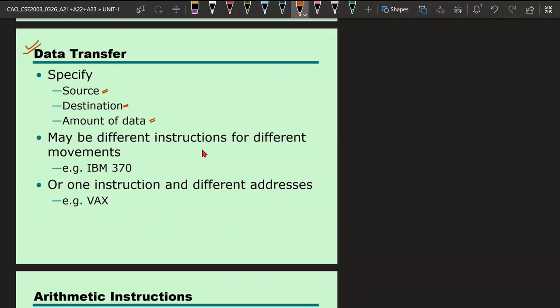Maybe there will be different instructions for different movements. So based on different types of movements, we can have different instructions, and also based on different types of systems. For example, if it is an IBM 370, a type of system architecture, it is going to use a particular instruction.